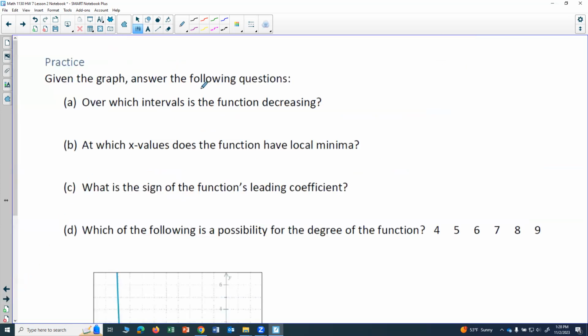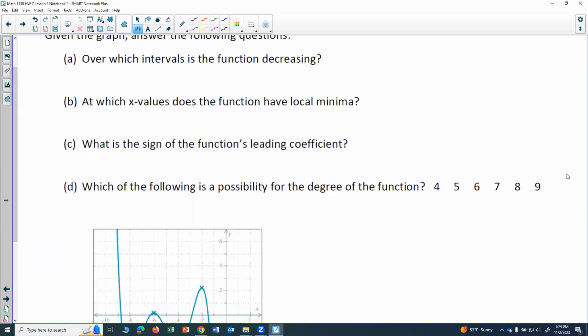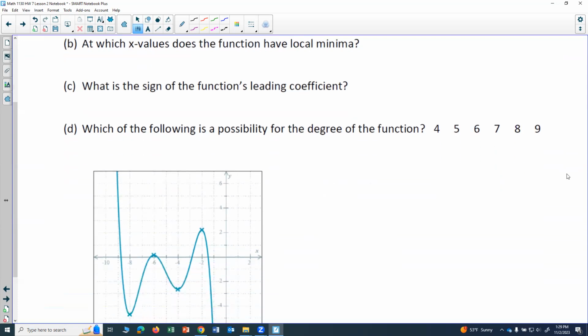All right, so given the graph, answer the following questions. Over which intervals is the function decreasing? At which x values does the function have a local minima? What is the sign of the function's leading coefficient? And which of the following is a possibility for the degree of the function? So first question is, over which intervals is the function decreasing?